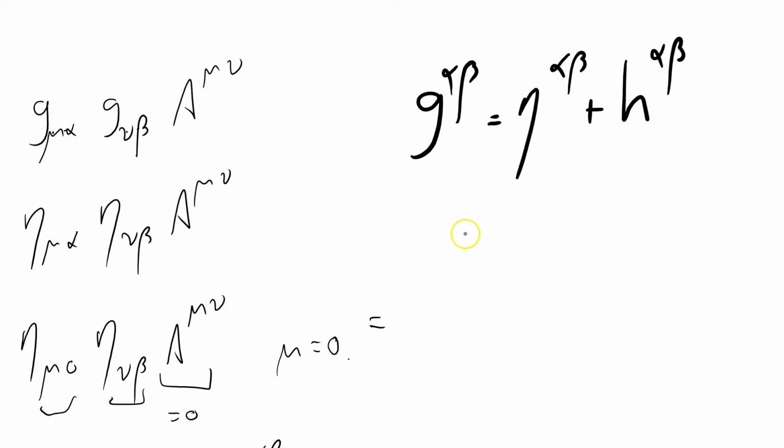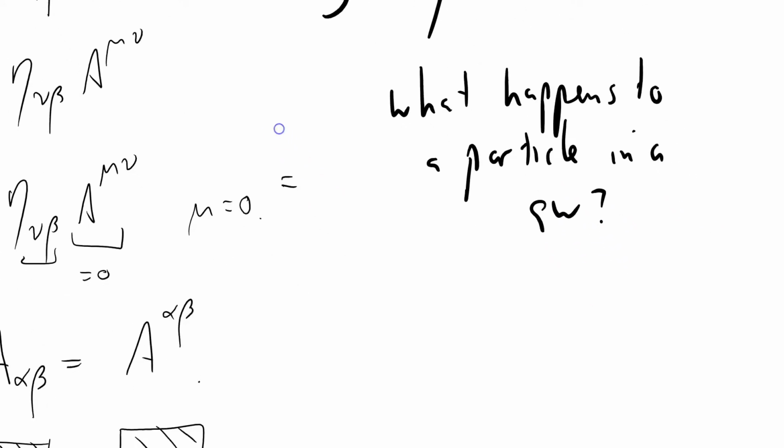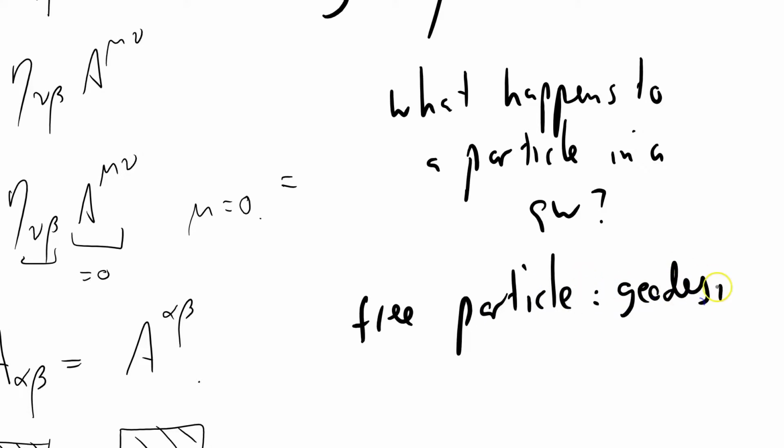What I'm going to do now is ask what happens to a particle in a gravitational wave. Well, to answer that we need to know, a free particle, I guess. A free particle follows geodesic motion.